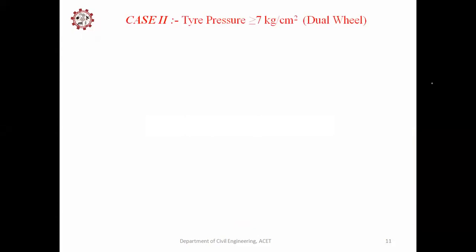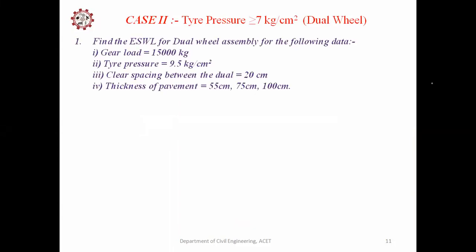So case number 2 is tire pressure greater than or equal to 7 kg per centimeter square, dual wheel again. So find the ESWL for dual wheel assembly for the following data. Gear load 15,000 kg, tire pressure 9.5 kg per centimeter square. Clear spacing between the dual 20 centimeter, thickness of pavement 55, 75 and 100 centimeter.